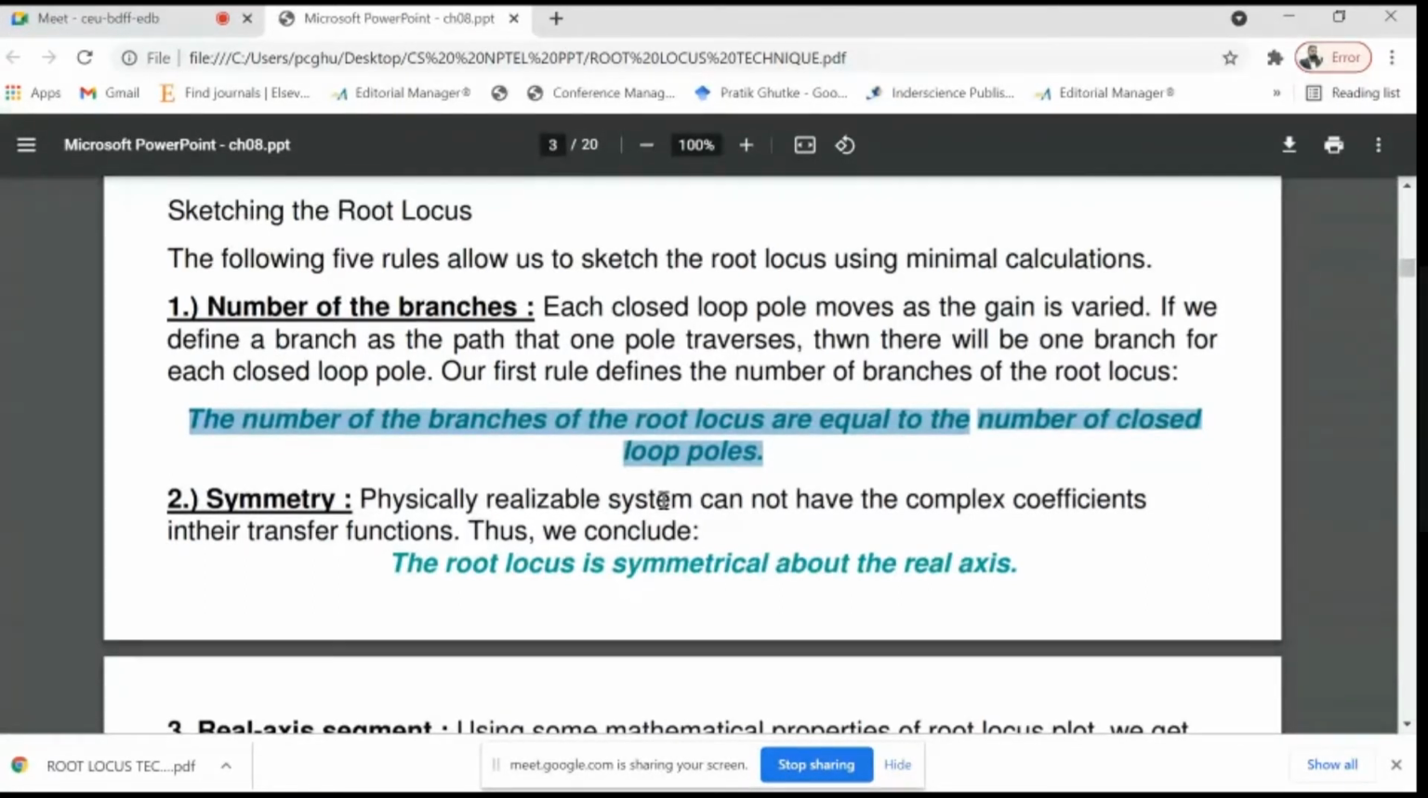It is regarding the symmetry, right? A physically realizable system cannot have complex coefficients. Therefore, the transfer function, and thus the root locus, is symmetrical about the real axis. So, regarding root locus, you have to keep that in mind.